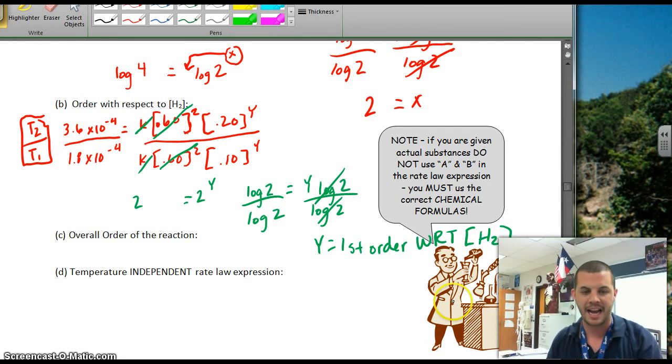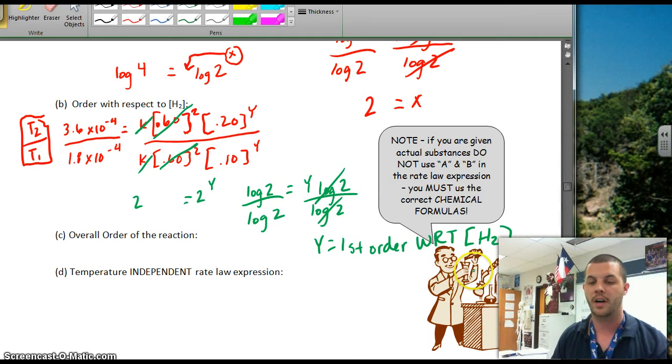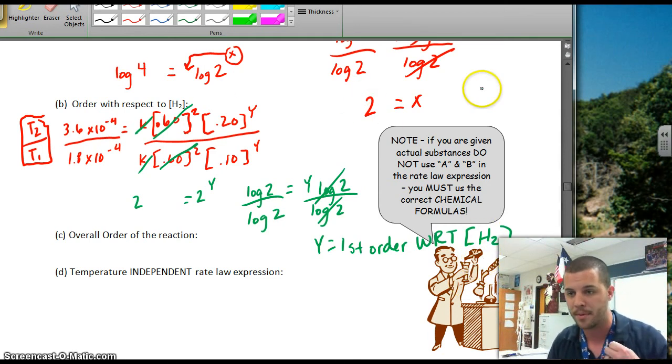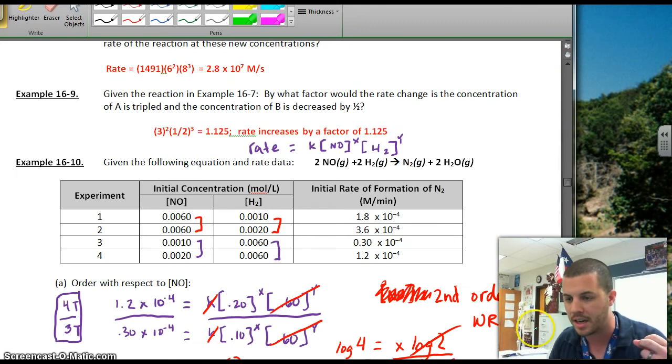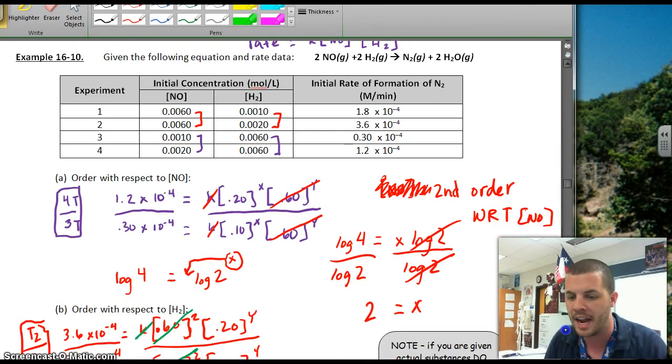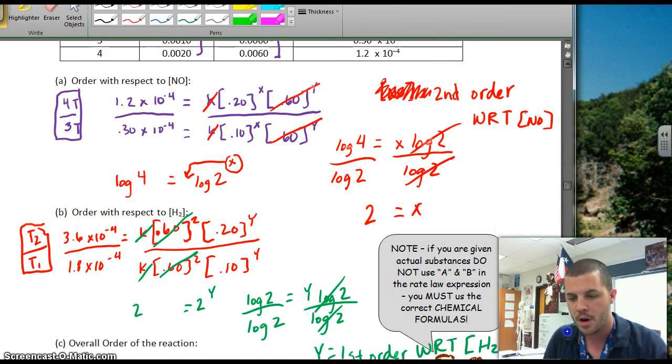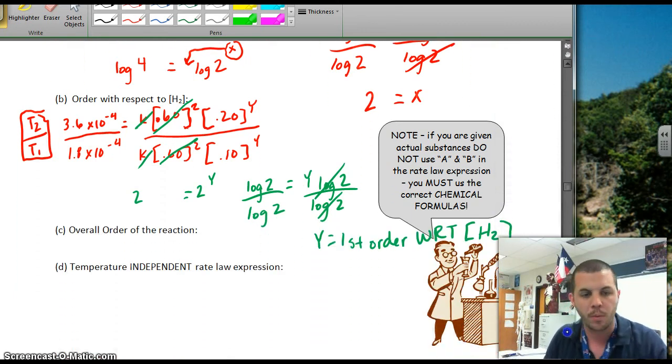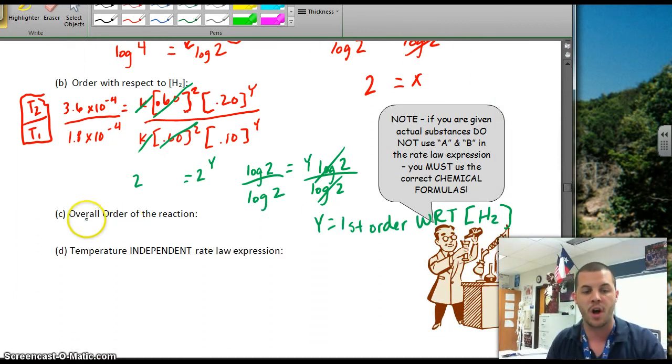That's how you do it, my friends. That is how you do it. So now what's our overall order of our reaction? Well, if we go back up here, we know that nitrogen monoxide was second order with respect to NO. We know that our reaction is first order with respect to H2. So the overall order is the order of the first one plus the order of the second one. So the overall order of the reaction is third order.